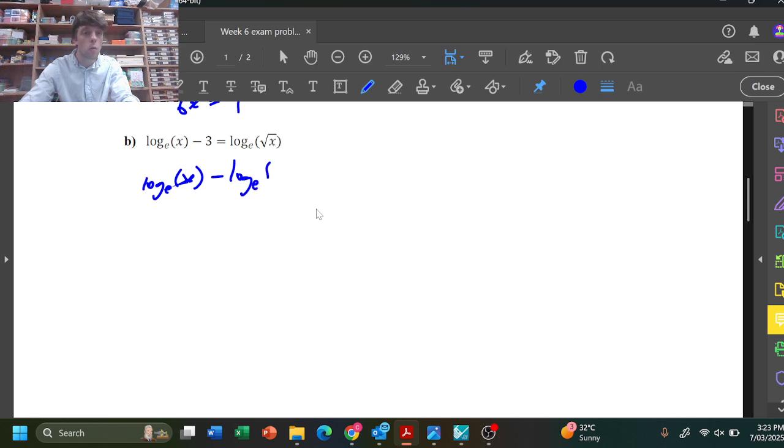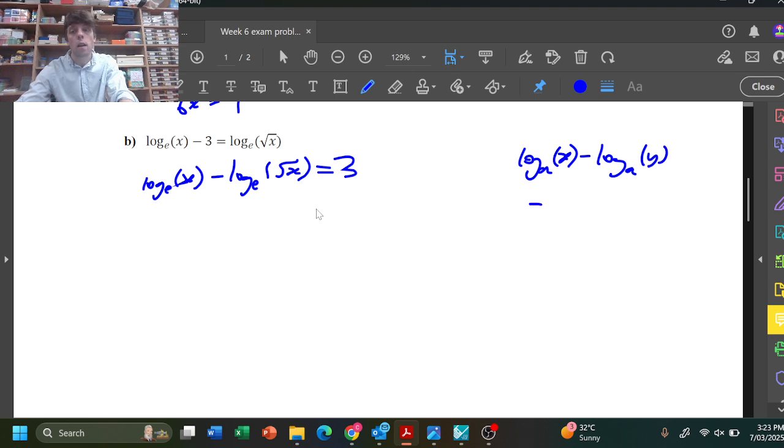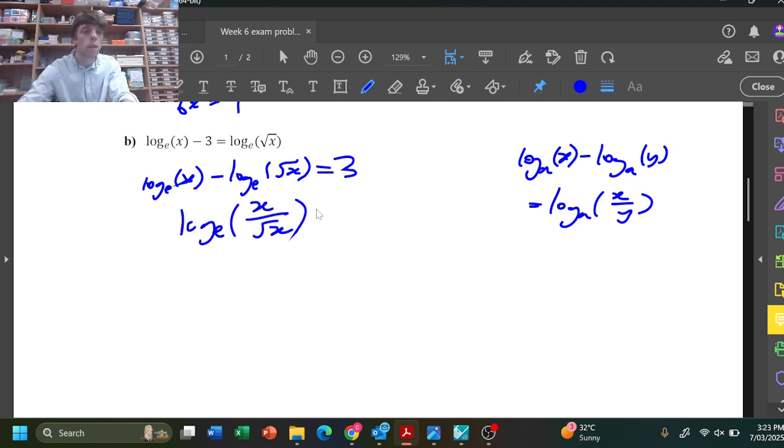So I'm rearranging the equation like so. Sorry, is equal to positive 3. If I plus 3 to both sides, that becomes positive. All right, now we remember that if I have log base a of x and I subtract log base a of, say, y, that's going to be equal to log base a of x over y. This is one of those log laws that we should be aware of. So therefore, this expression here is going to become log base e of x over the square root of x is equal to 3. All right, now how do we resolve this thing here?